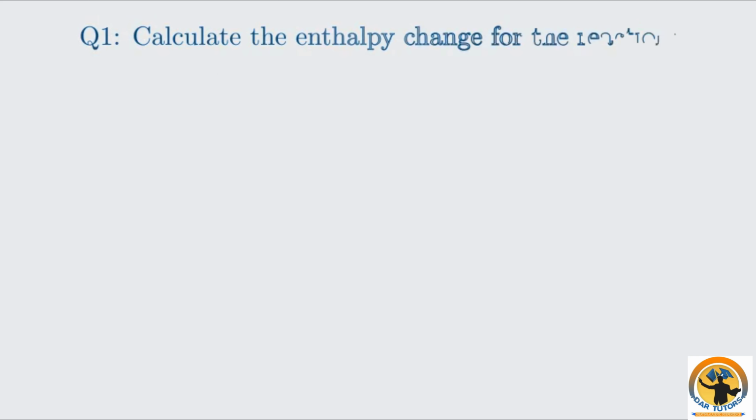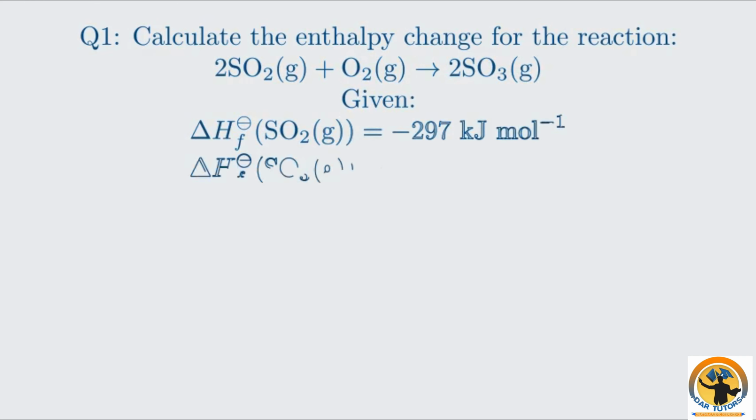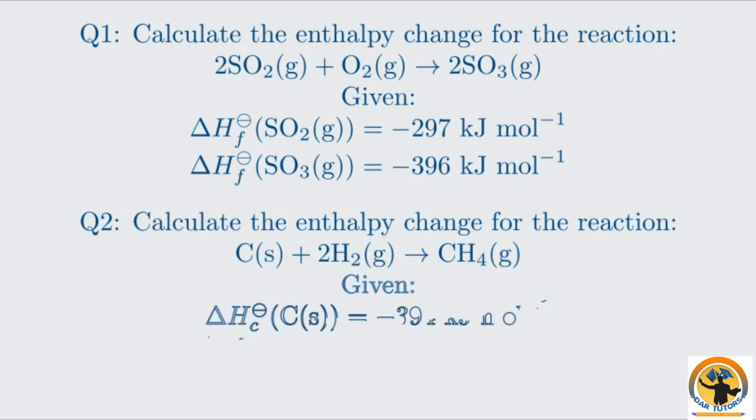Question 1 asks you to calculate a reaction enthalpy using formation data. Remember to use products minus reactants and ignore elements. Here are the required formation enthalpy values. Pause now to try it. Question 2 asks for a reaction enthalpy using combustion data. Be careful with the formula here, reactants minus products. Pause and try this problem.